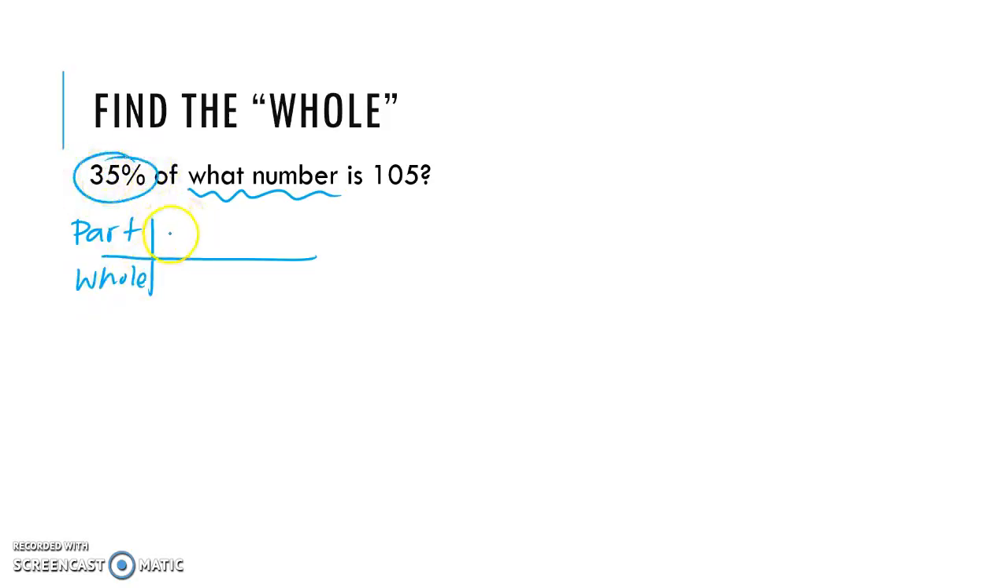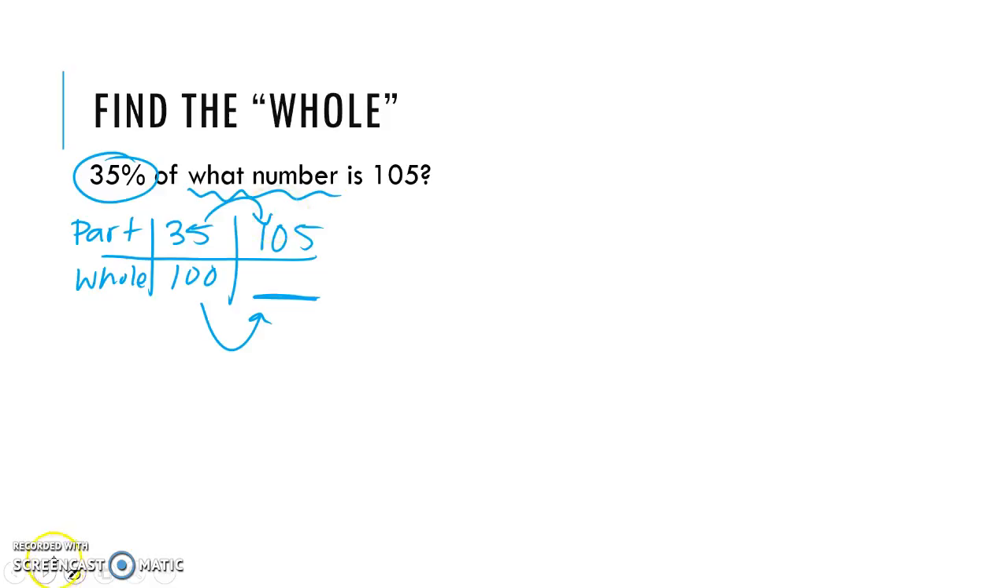35% is what we know, and that percentage is an actual part to whole ratio. That's 35 over 100. We're trying to get to 105. We're missing the whole piece here. So we have to think, how many times can we multiply 35 to get to 105? Here we can actually multiply 35 by a whole number to get there.